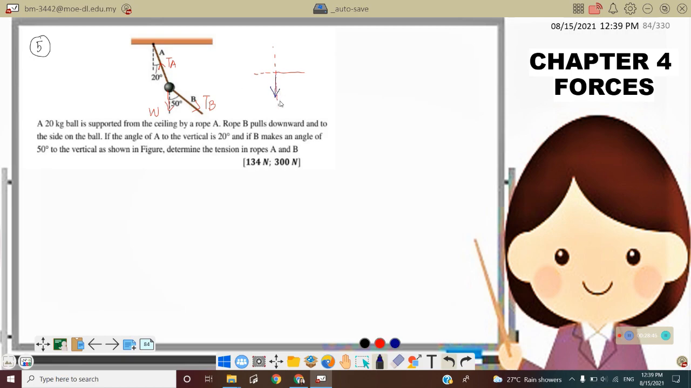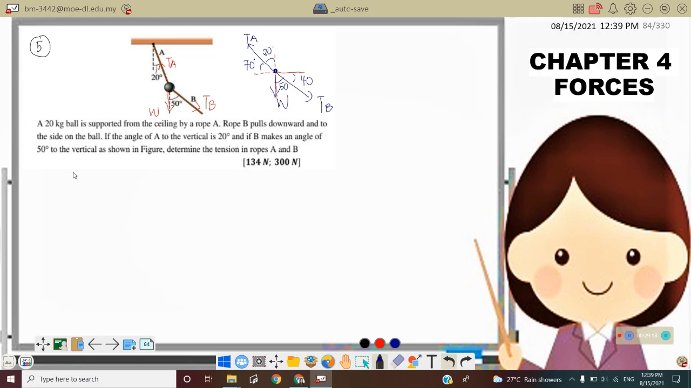Here we have the weight and also tension B. The angle here is 50, so the angle here will be 40. And then tension A, where the angle here is 20, meaning that this will be 70. So it's up to you whether you want to use 20 or 70. So this is our free body diagram.